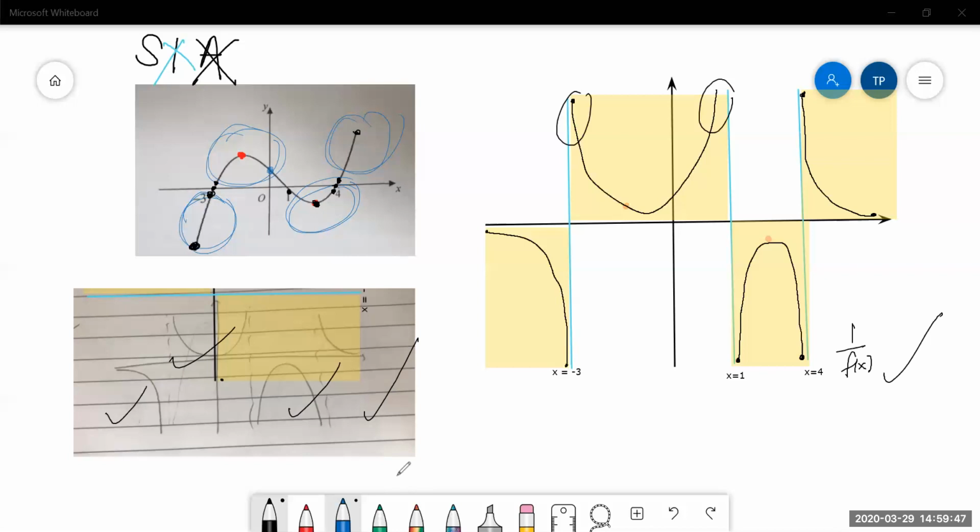Has your teacher gone through this transformation yet? He went through question 7 only. So it means he went through 1 over f(x). Yeah, briefly, because you're kind of supposed to already know. But I think this thing, you cannot self-learn. It has to be guided.